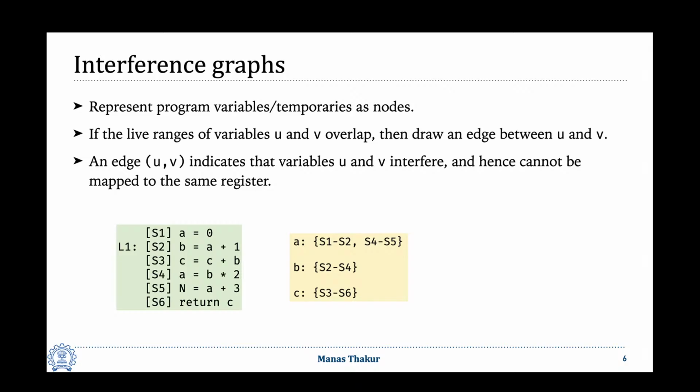Very good. Then C equals C plus B. What would I write? R2 is equal to R2 plus R1. Of course, that means R2 should have the original value of C. It's coming from somewhere, let's say. And then A equals B times 2: R1 equals R1 times 2. Then n equals A plus 3. Let's say n is some memory, I don't want to assign a register to it. N equals R1 plus 3, and return R2. So this is the code after performing register allocation.